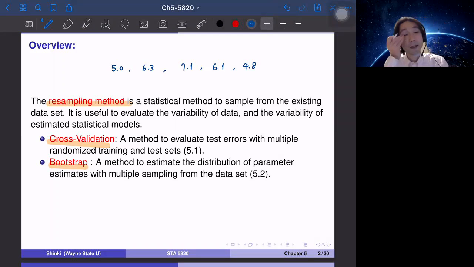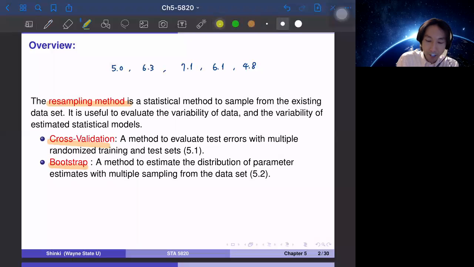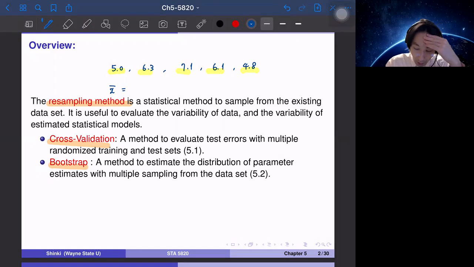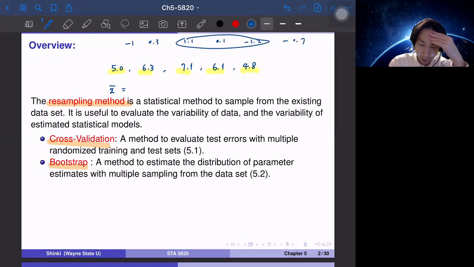One problem is that we treat numbers as realizations of random variables, but once you observe the data, we don't have any randomness. You can take the average, the X bar. What is X bar? About 6. So the deviations are 0.3, -1, 1.1, 0.1, -1.2 from 6, which sum to -0.7. Divided by 5 is -0.14. So 5.68 is the average.